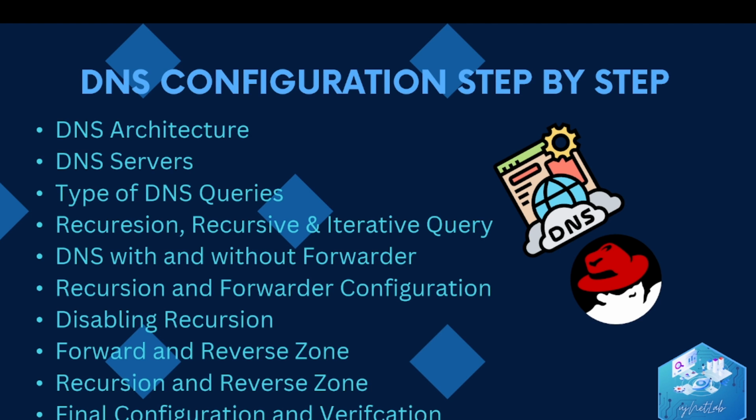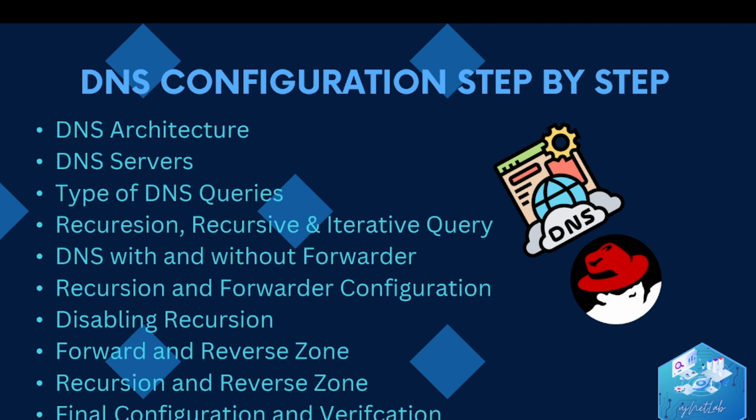We discussed DNS with and without a forwarder, because it's optional. Then we discussed the recursion and forward configuration, and we saw the impact of what happens when we disable recursion. We checked how we can define the forward and reverse zone, and the difference between recursion and reverse zone, which are actually two totally different things. Then finally we defined all the configuration in the named.conf file, and two files separately: one for the forward zone and an optional one for the reverse zone.